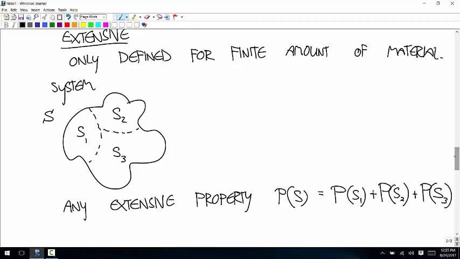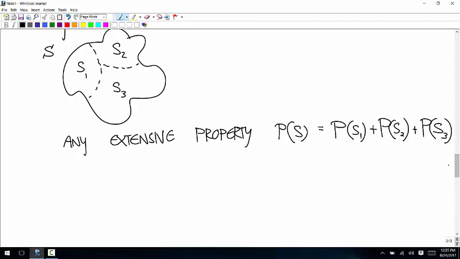So what are some things that work this way? Well, math has to work that way. And mass we're always going to write as a lowercase m. That is units of kilograms. And if you think about it in terms of the system and these subsystems, the mass of big S has to equal the mass of this plus the mass of this plus the mass of this.